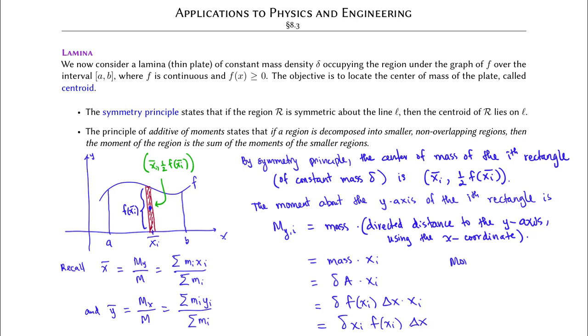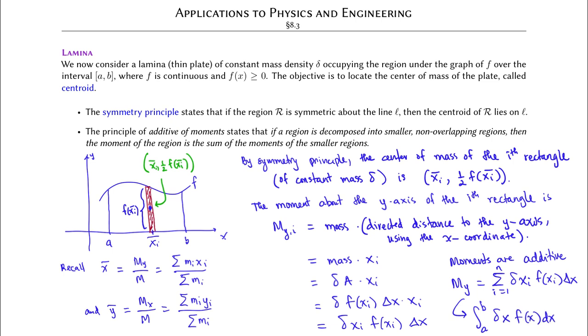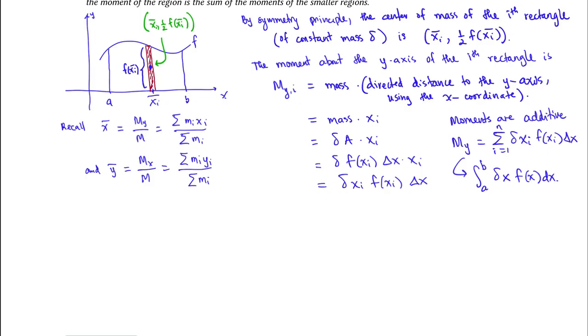According to the principle of additivity of moments, the moment about the y-axis is therefore the sum of all of these moments, so M sub y is the sum as i goes from 1 to n of delta x_i f of x_i delta x. But as n goes to infinity, this is the definite integral from a to b of delta x f of x dx, where f is a continuous function.